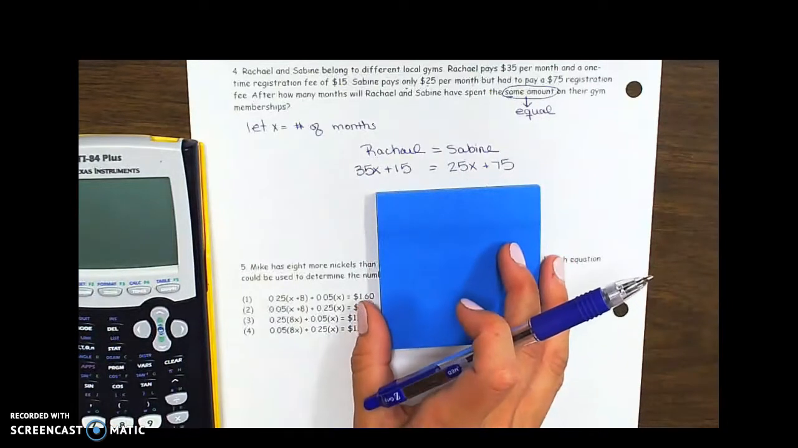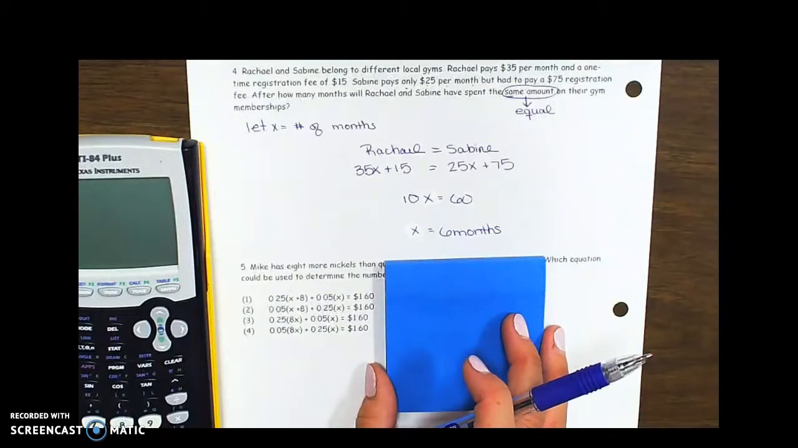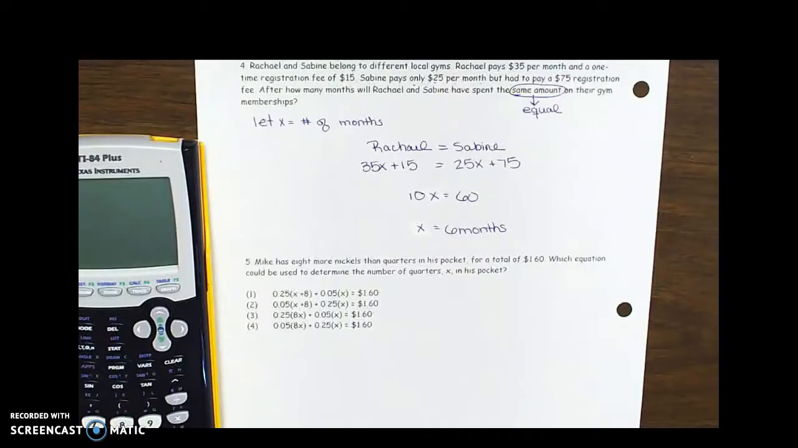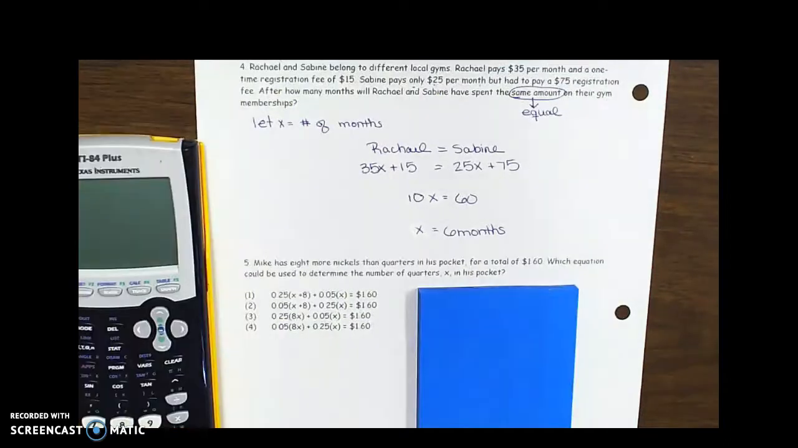All right, let's go ahead. Were you able to get 6 months? All right, so what I'd like you to do now is read question number 5, and see if you can come up with which choice it will be, and we'll regroup in just a minute. All right, let's see. Were you able to get option number 2? If you did, then let's go check here.